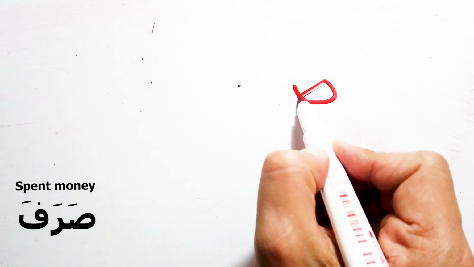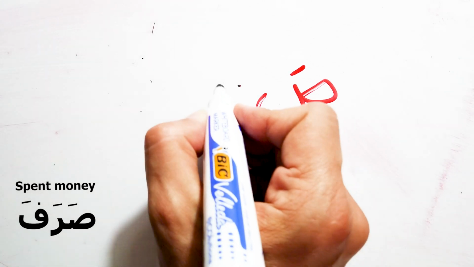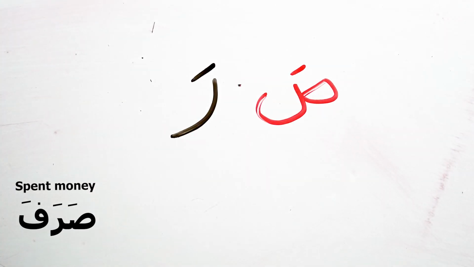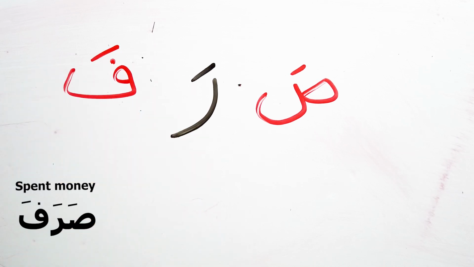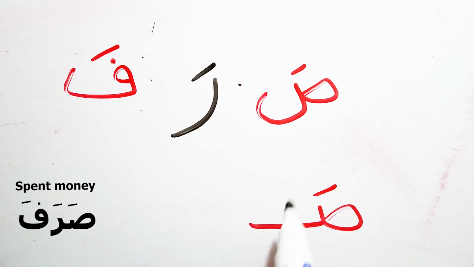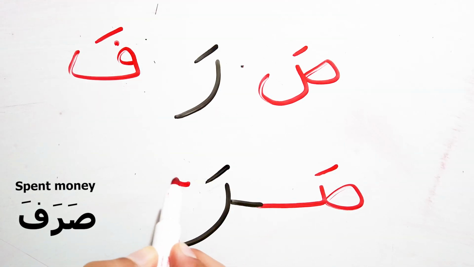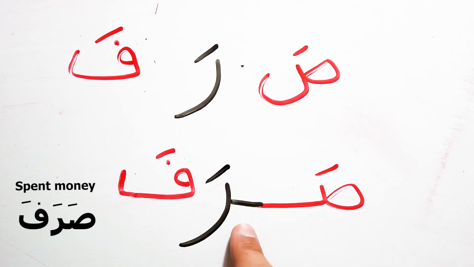Saw is a strong S. The sound of saw does not exist in English. Saw. Ra like R. Fa like F. Saw ra fa. Saw in the beginning of the word. Ra in the middle. And finally we have fa. Saw ra. Sara, Sarafa.